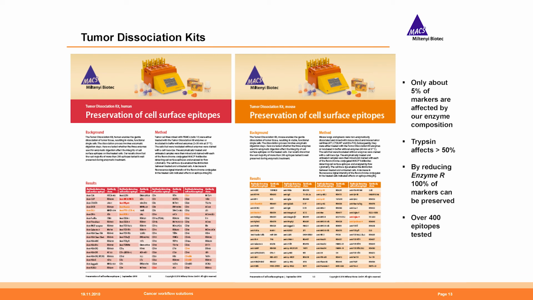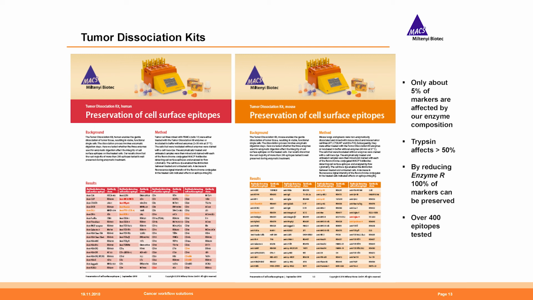And if you see that, for example, in here, CD25 is a sensitive marker. CD25 for Tregs, very sensitive. If you want to keep that, you reduce enzyme R to about 20%, and all of a sudden you have all your epitopes stable. The only difference that you will have is that you won't be able to dissociate quite as nicely as before. This is why we have enzyme R fully in there normally.